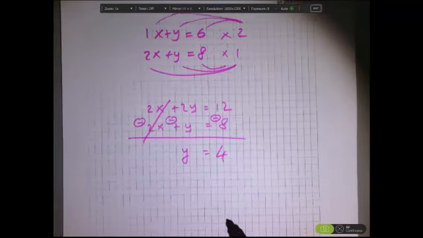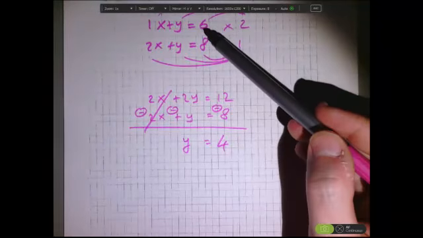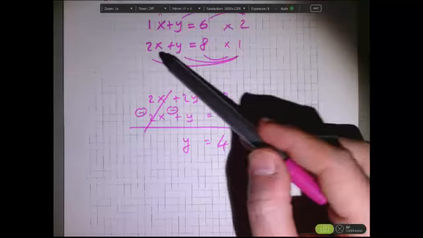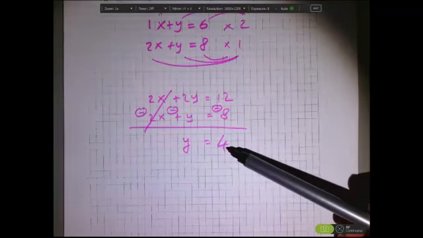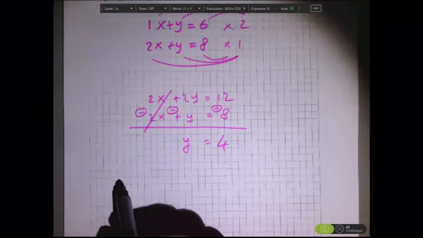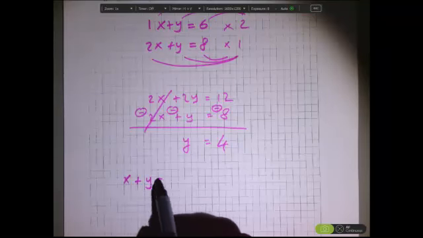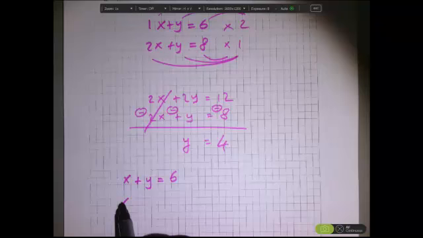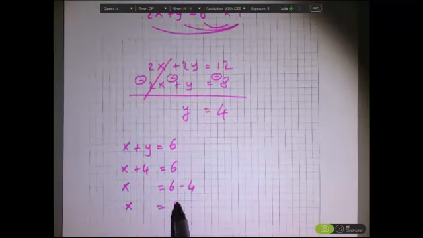Once you've got your y value, it doesn't matter whether you put it back into the original equation number 1 or the second equation, either equation will still give you the same answer, but you're going to have to take this value of 4 and put it back in to get your value of x. So just out of habit, I always take the first one. So I've got x plus y is equal to 6. So that means that x plus 4 is equal to 6. That means x is equal to 6 take 4. That means that x is equal to 2.